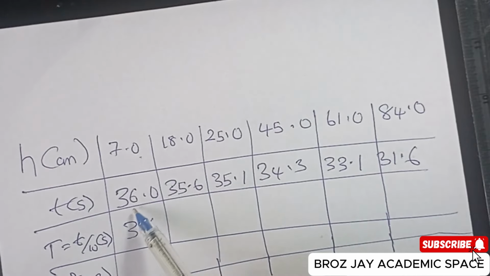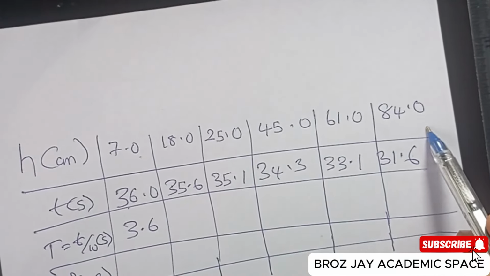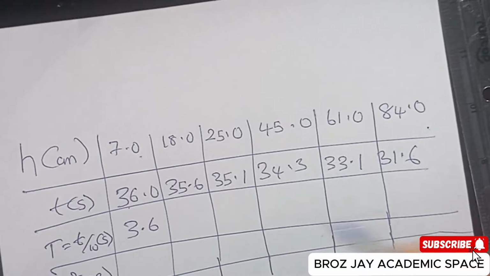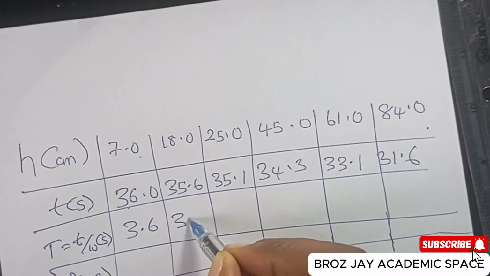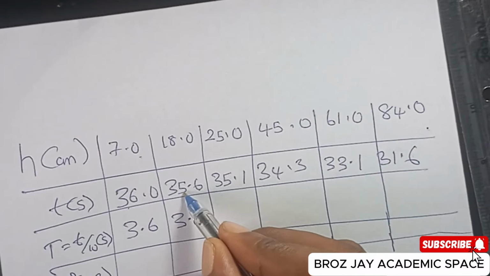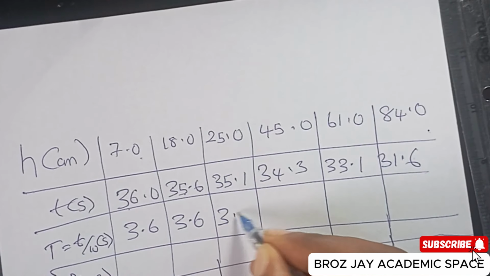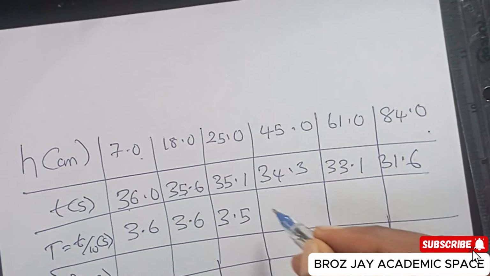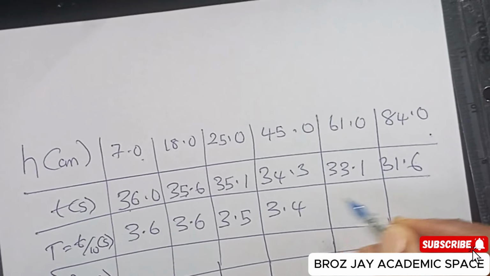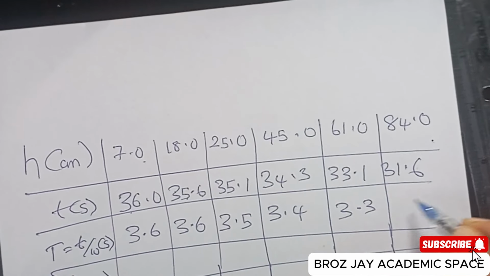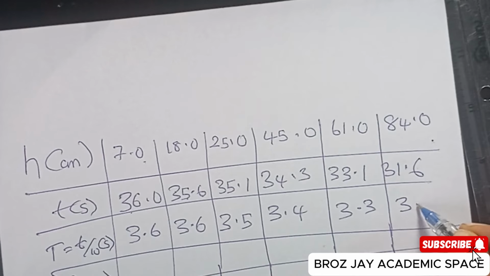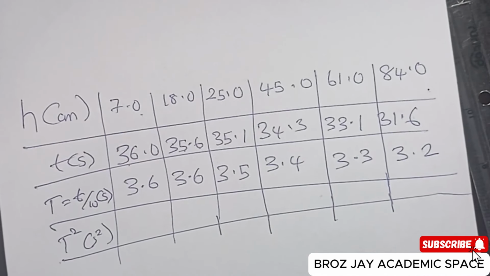Normally, you're supposed to have 3.60, but leave it in what? One decimal place, because you have started with one decimal place. So this will be 3.6. If I approximate this one here, I'll have 3.6. This will be 3.5. You remove the 1. This will be 3.4. This will be 3.3. And this will be 3.2.